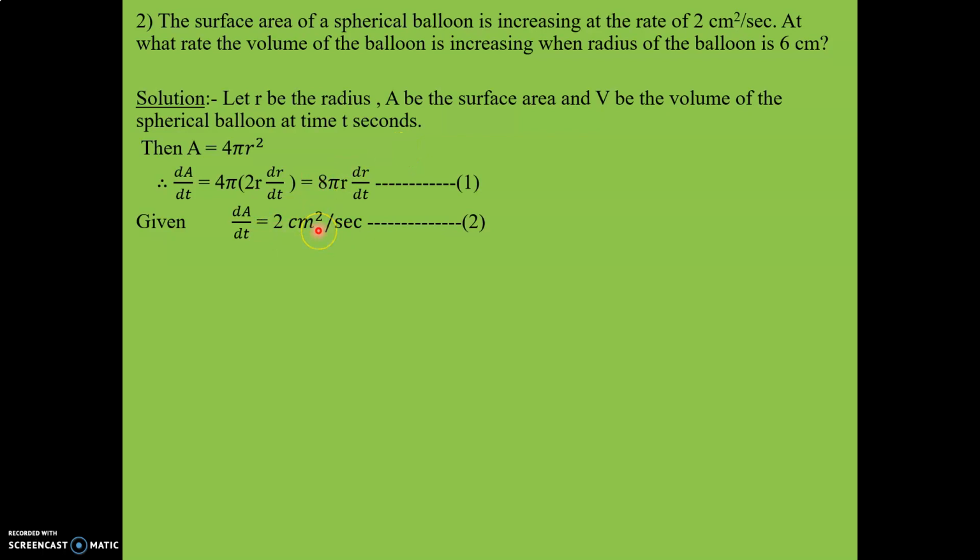Since equation number 1 and 2 are the same on the left hand side, on the right hand side we can equate. So equating, 2 is equal to 8 pi r into dr upon dt. Cancelling, you will get r into dr upon dt is equal to 1 upon 4 pi. That is equation number 3.